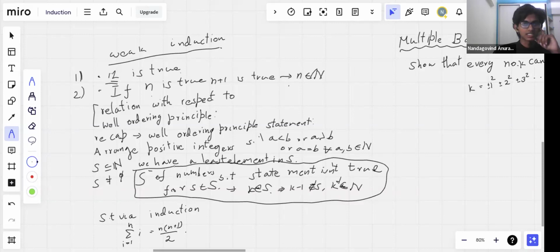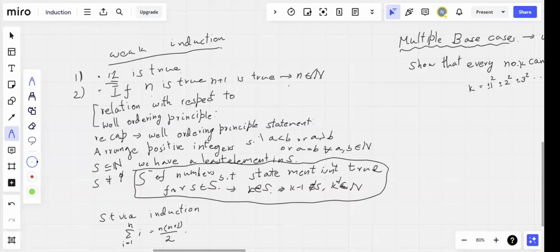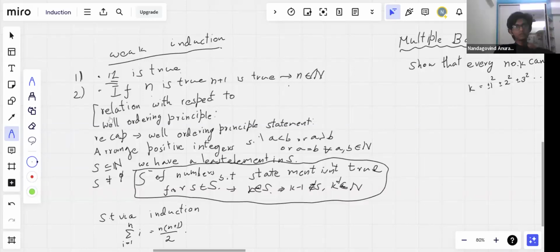Does this make sense? This is a proof of induction and how it can be proved by the well-ordering principle. No, I didn't get that. Okay, the empty subset part.